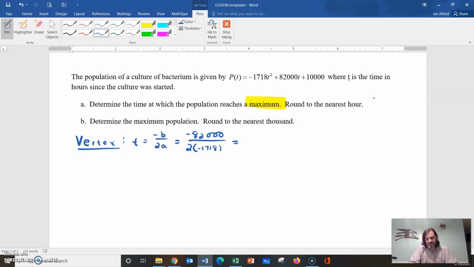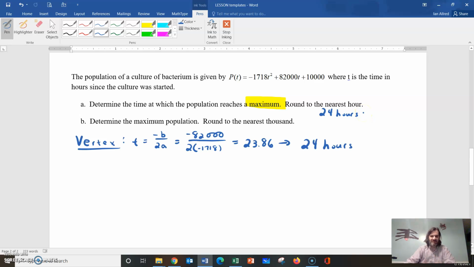82,000 divided by, I'm going to use a parentheses, 2 times 1718. The two negatives will cancel out there. I get 23.86. So I'll round that off to 24 hours. So determine the time it takes the population to reach a maximum. It'll be 24 hours from when it starts.